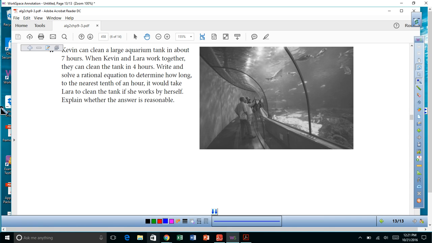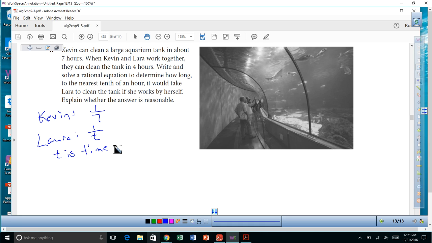So what is Kevin's rate? Kevin can clean 1 tank in 7 hours. And Laura can clean 1 tank in, we're not sure how long. It doesn't say, we've got to figure that out. So t is the time needed to clean the tank.